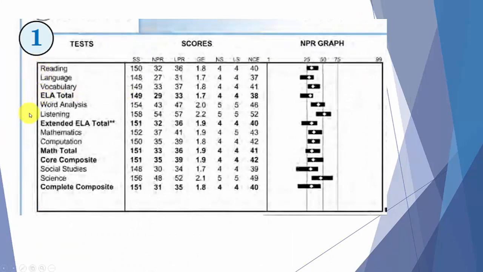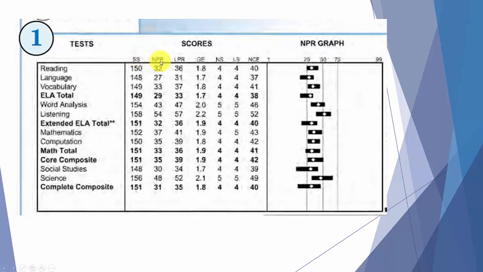The bold lines, such as ELA total, summarize the test above it. To the right of each test are the scores associated with that test. SS stands for standard score. This score is used to compare a student from one year to the next. A student's standard score in each area should grow from one year to the next.